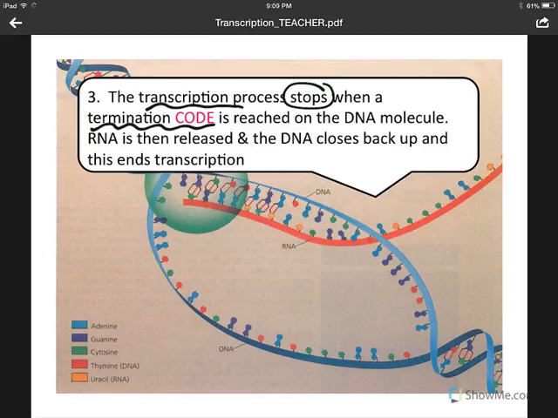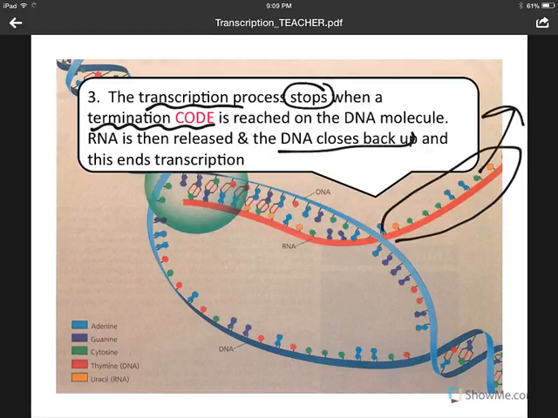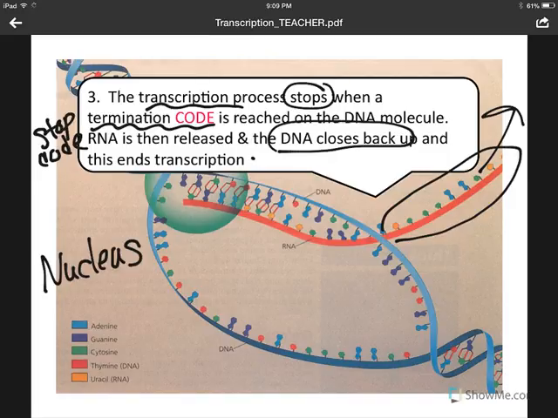Once it reads that termination code and says we're done making our protein, the RNA is going to be released, so you see it leaving. And then the DNA is going to close back up onto itself and basically end transcription. Sometimes this termination code is referred to as a stop code or stop codon. If you remember, this whole process is happening inside the nucleus. Once this is done, the RNA is eventually going to leave the nucleus and enter out into the cytoplasm.